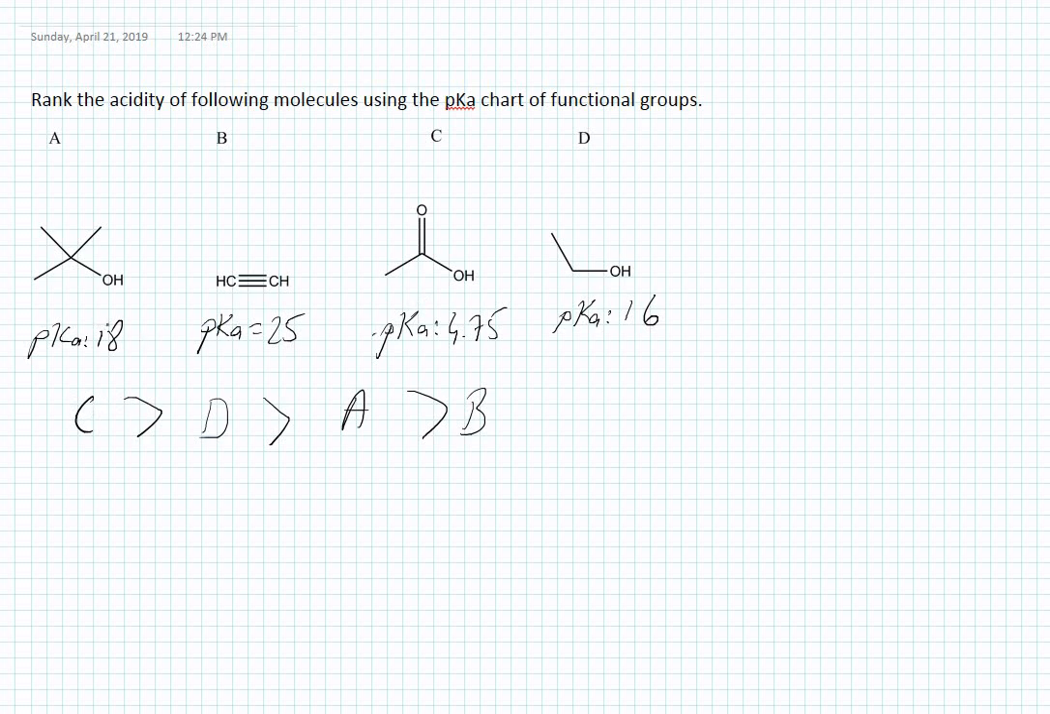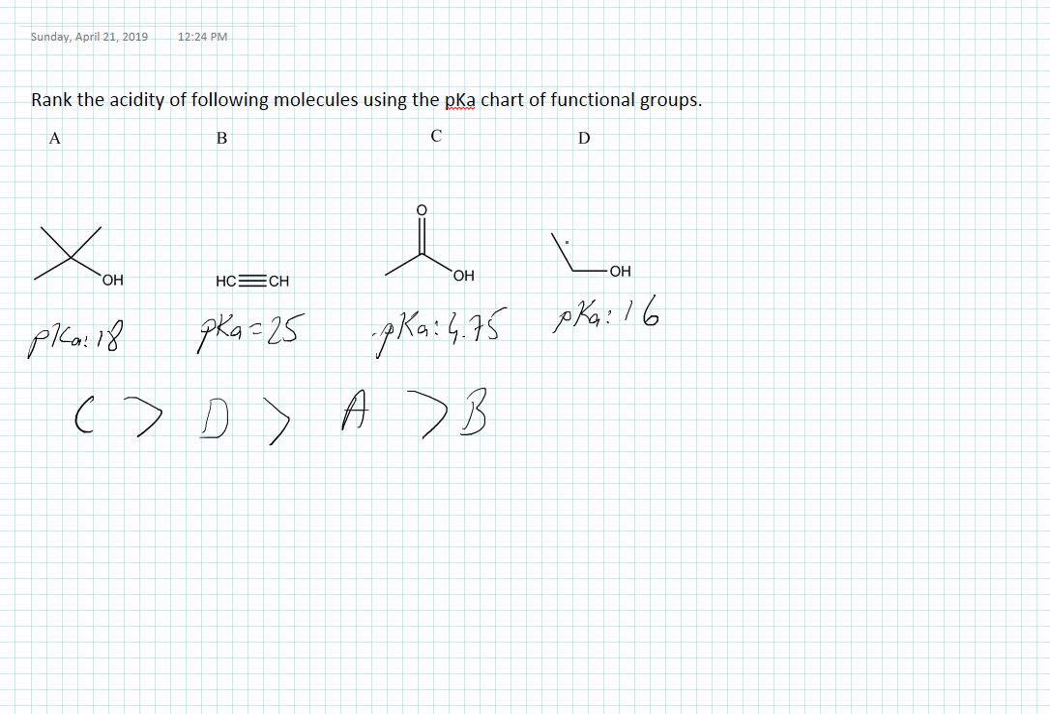Then we know that water and alcohols are similar molecules in terms of acidity, and we know that water has a pKa value of 15.6, and alcohols have very similar pKa values, around 17, 18. So we can say that after carboxylic acids, alcohols should be the next acidic molecules. But here we have a tertiary alcohol and a primary alcohol. Which one will be more acidic?